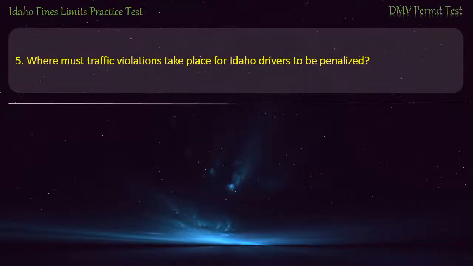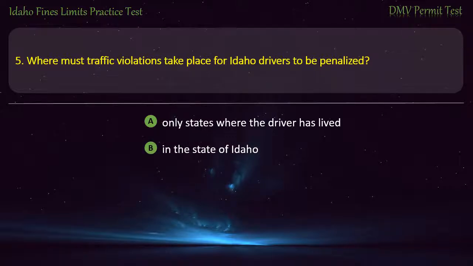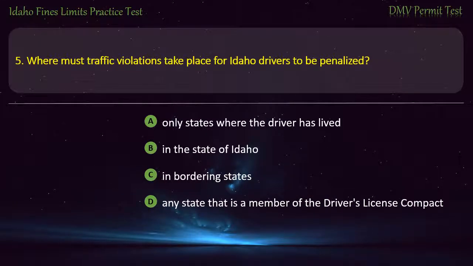Question 5. Where must traffic violations take place for Idaho drivers to be penalized? Only states where the driver has lived. In the state of Idaho. In bordering states. Any state that is a member of the Driver's License Compact. Answer. Any state that is a member of the Driver's License Compact.